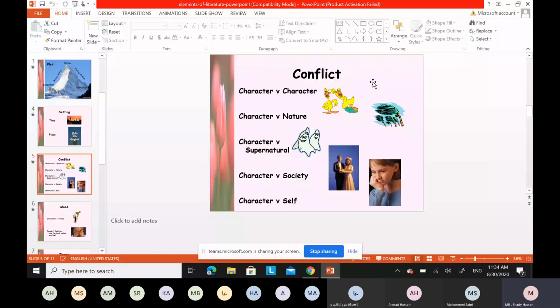And the last type of conflict is the challenge between a character and himself. He knows what he wants, but he also knows what he is supposed to do. Maybe what was supposed to be done is something he doesn't want, so he is challenging himself. He's going to do the right thing, or he's going to do what he wants. So here is a conflict inside one character. Got it?